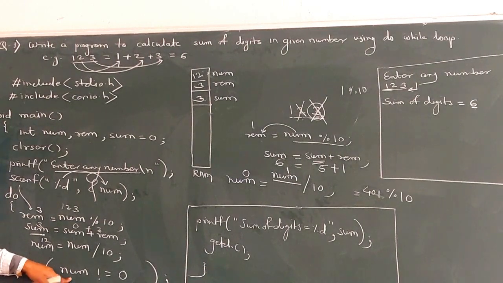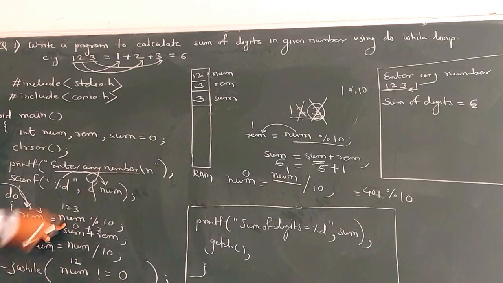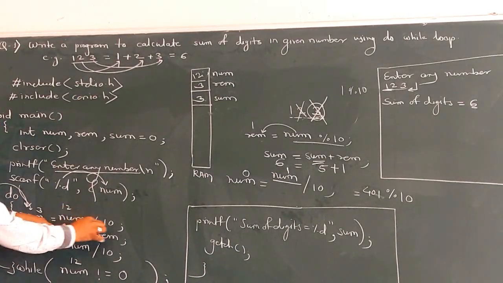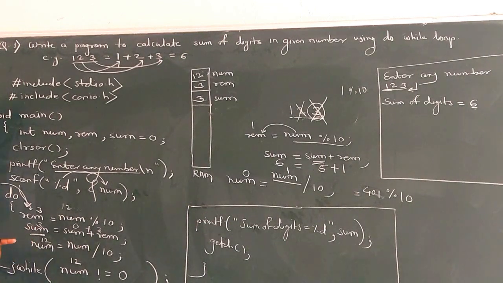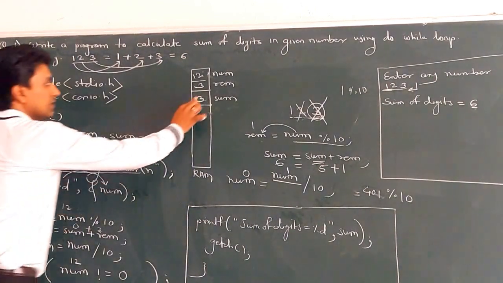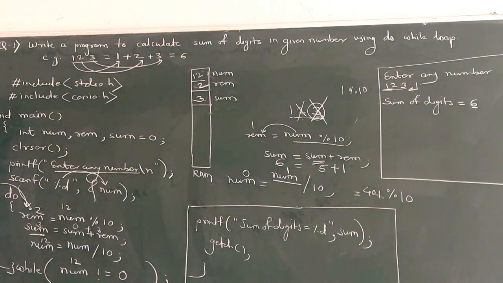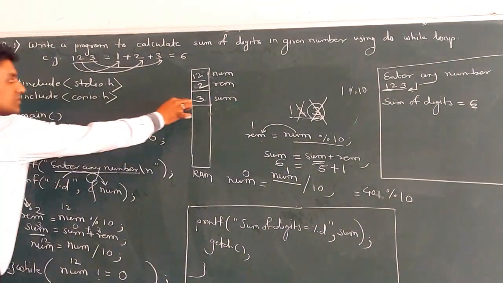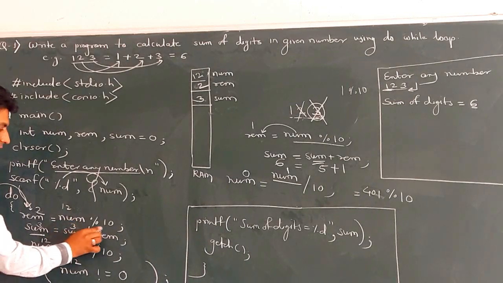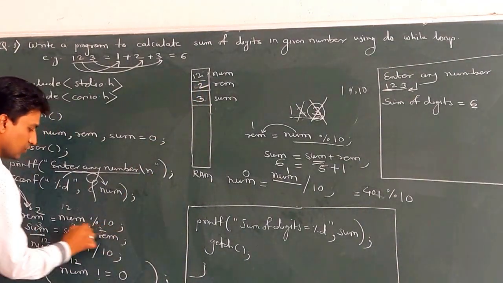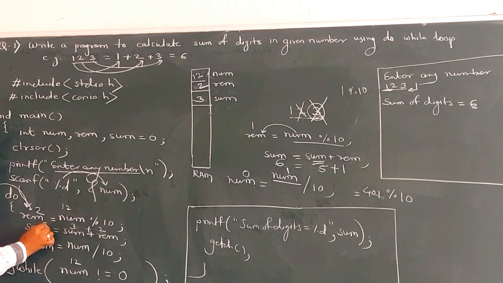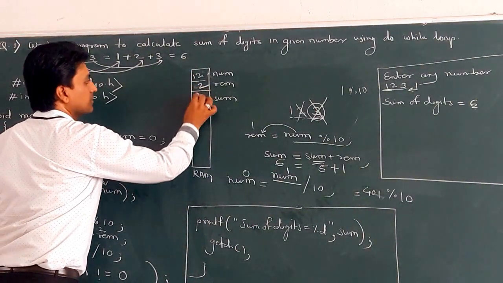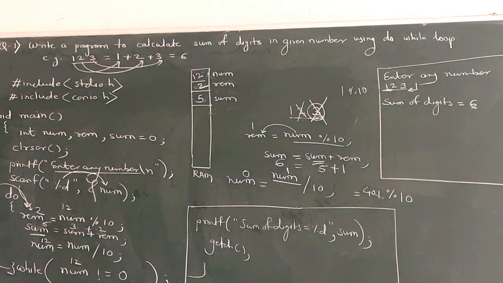Condition. What is the condition? The current value of num is 12. 12 not equal to 0. Condition true. So the loop gets executed again. What is the current number value? 12. 12 mod of 10 gives you 2. So 2 is saved into reminder, which means reminder becomes 2. After that, sum. What is the current value of sum? Taken from the RAM, 3 plus the current value of reminder 2. So 3 plus 2 becomes 5. And 5 is saved into sum. So now sum gets replaced by 5.